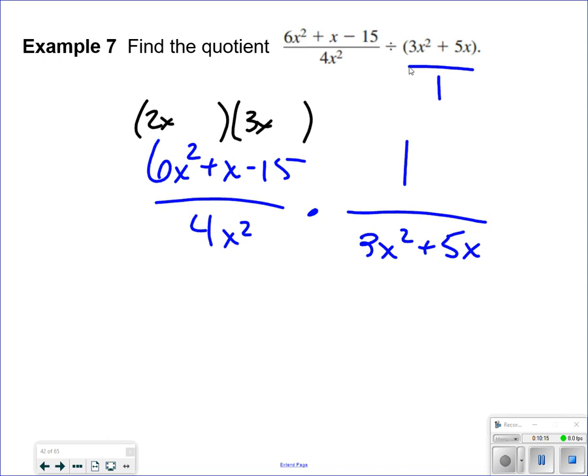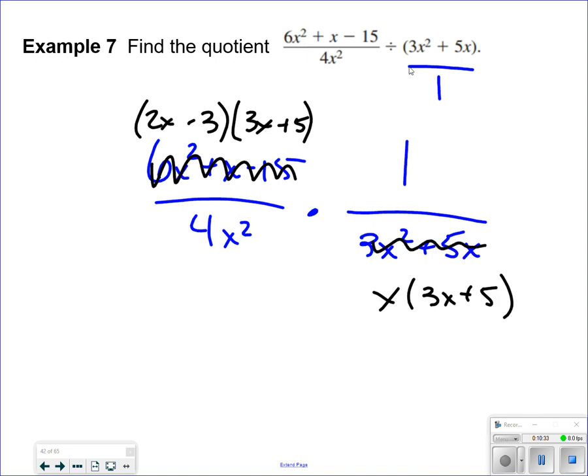Now, again, we're trying to guess this. So we're going to try positive 5 times a negative 3. If I checked it, negative 9x, positive 10x, it works. So I factored that one. Don't forget about taking out a GCF. So I can take an x out of both. That's been factored. Let the canceling begin now.